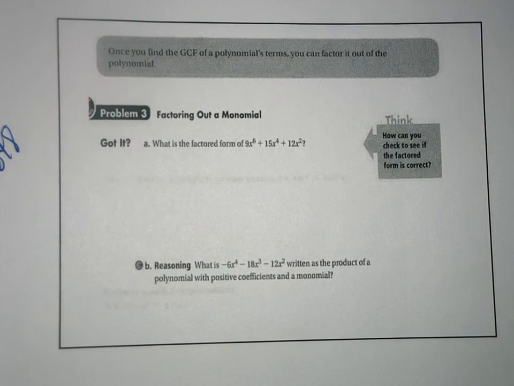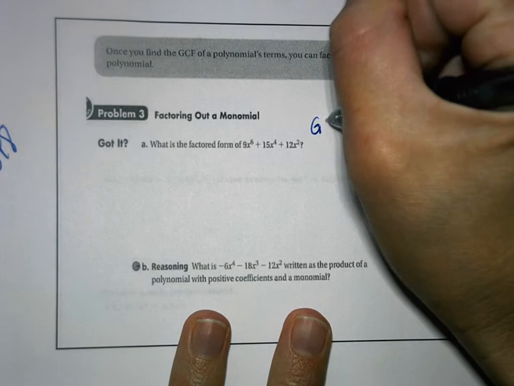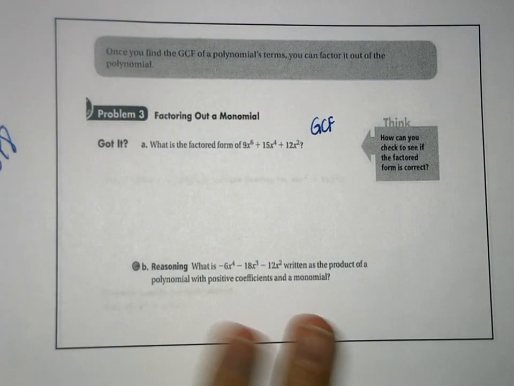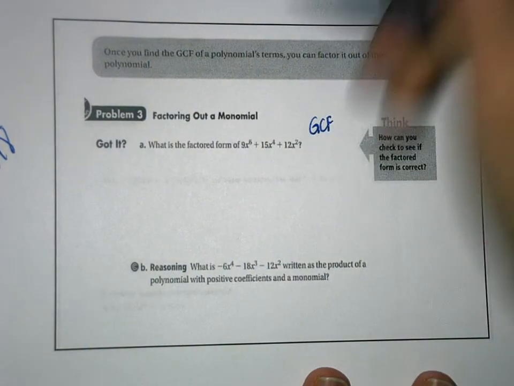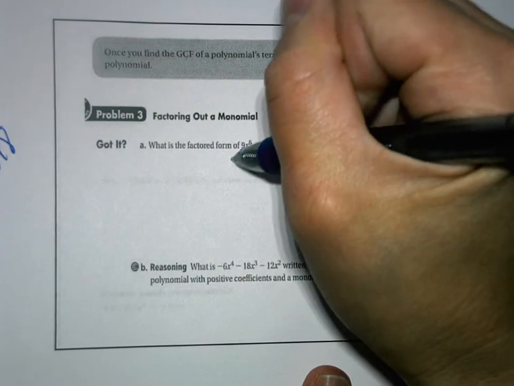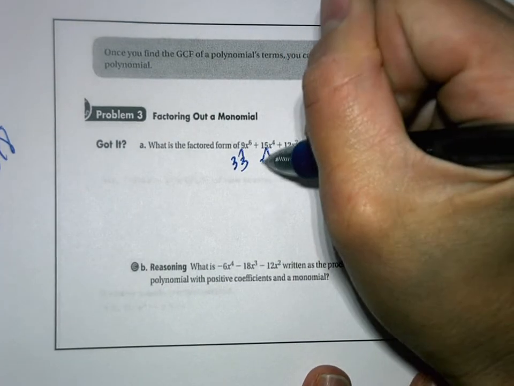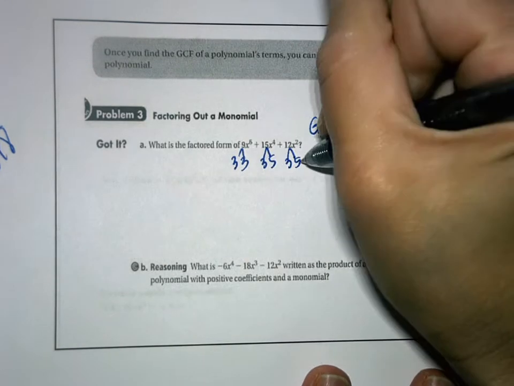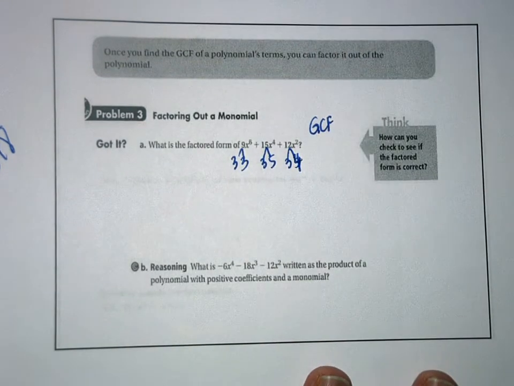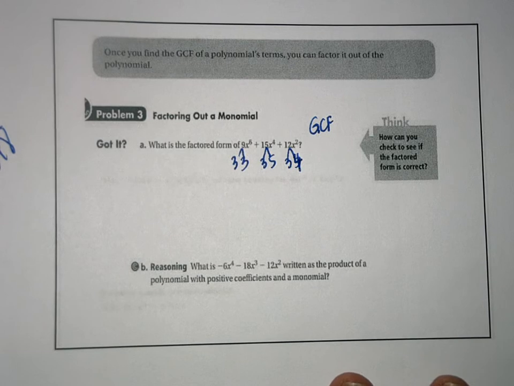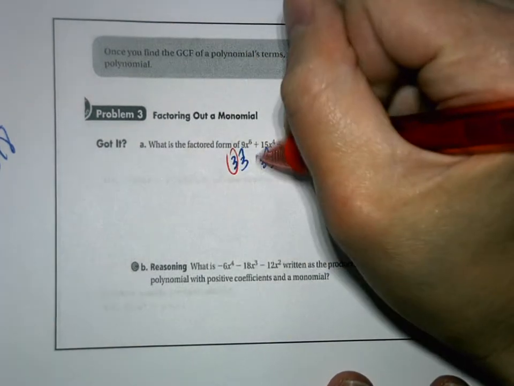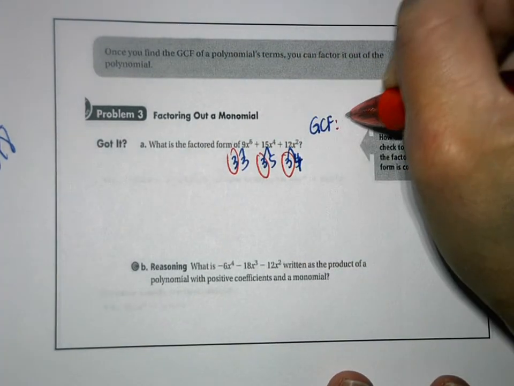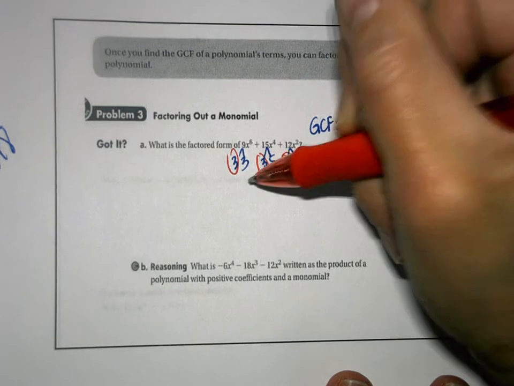So starting with figuring out what our GCF is, you can always break down these numbers if you want to. So we know that 9 is 3 and 3, 15 is 3 and 5, and 12 is 3 and 4. Hopefully you notice that they all have a 3 in common. So my GCF is 3, and I can't break any of these numbers down.